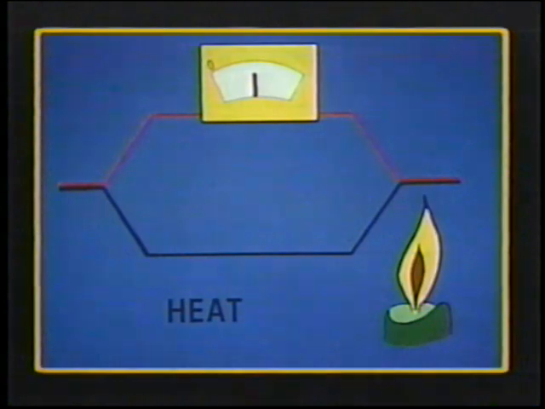Heat is another force from which we obtain electrical energy. It causes electron movement to speed up, and when certain dissimilar metals are joined into a loop, there will be an electrical pressure difference between the two junctions that is proportional to the temperature difference between the junctions.